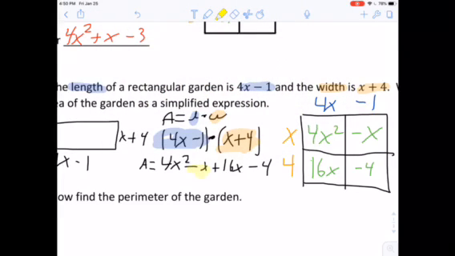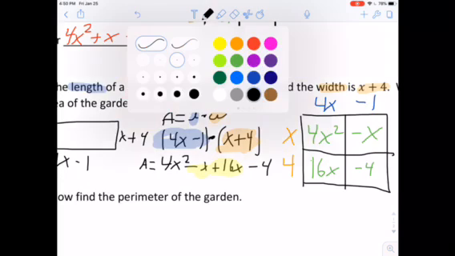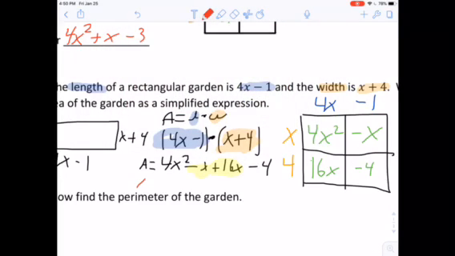But I have like terms here. My like terms are the negative x and the positive 16x. I need to combine those two. So my final answer says that area, as a simplified expression, will be 4x squared. The combination of negative x and positive 16x is just positive 15x, and my negative 4.